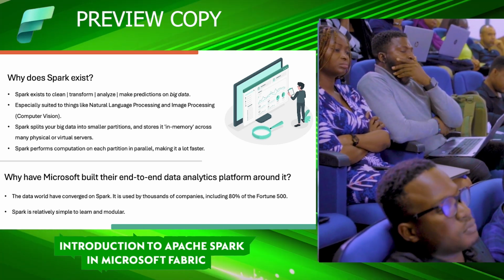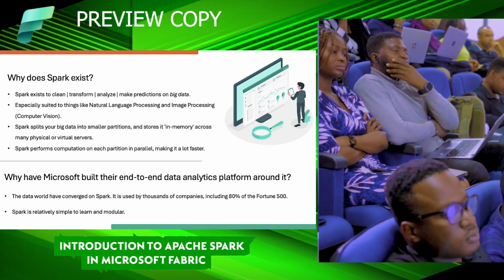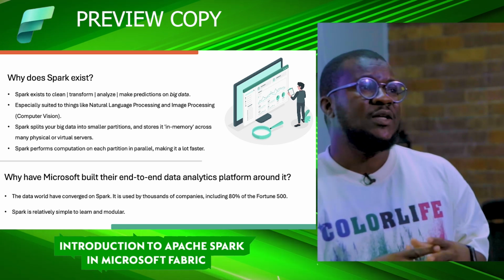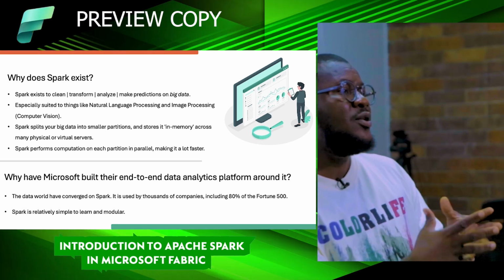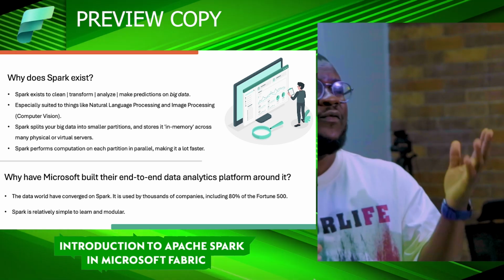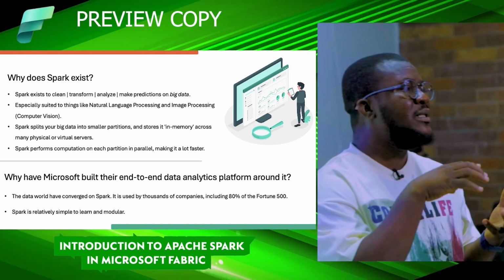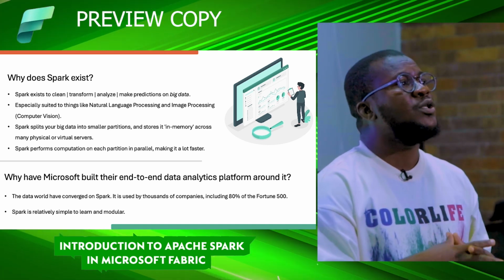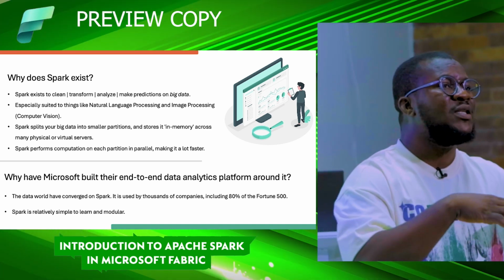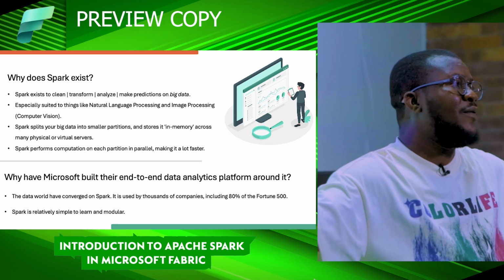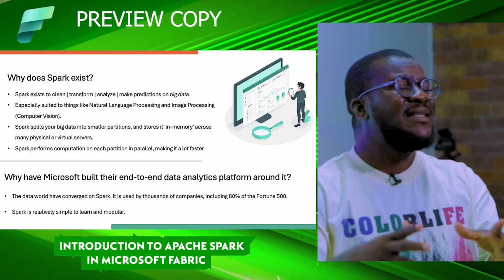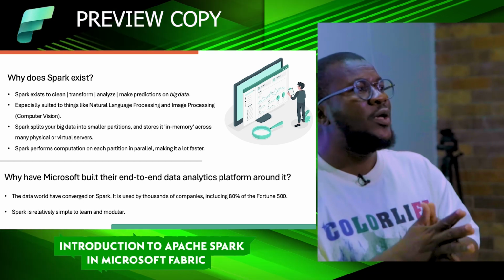So how does Spark work? Spark essentially splits your big data into smaller partitions and stores it in memory across many physical or virtual servers. It's different from when you're analyzing your data set on, say, one physical server or one virtual server somewhere. That impacts the speed with which you're able to analyze big data. What Spark does is distribute all of these things across many physical or virtual servers and make them run in parallel so that you can get lightning fast results. And that is why it is the choice when we're working with big data.